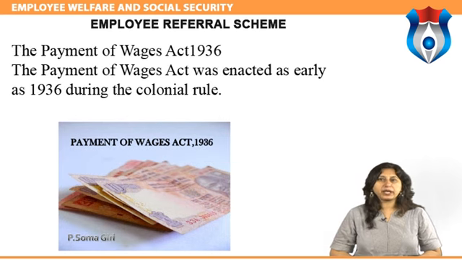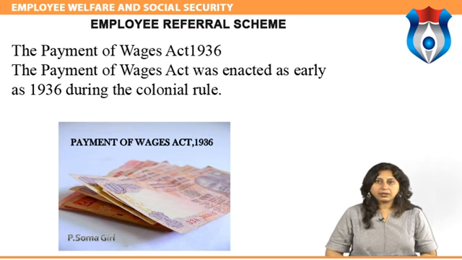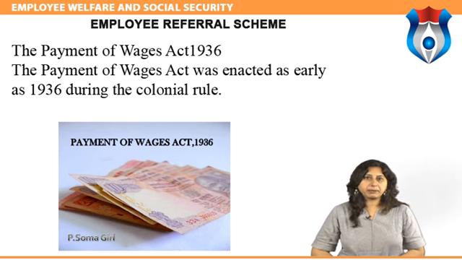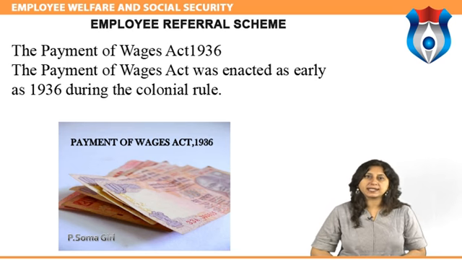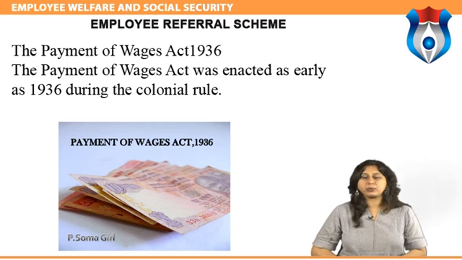The Payment of Wages Act was enacted as early as 1936 during the colonial rule. The purpose of this Act is to regulate payment of wages. This insists on the payment of wages by the 7th day or the 10th day of the succeeding month, and in case of weekly payment, the last day of the week.